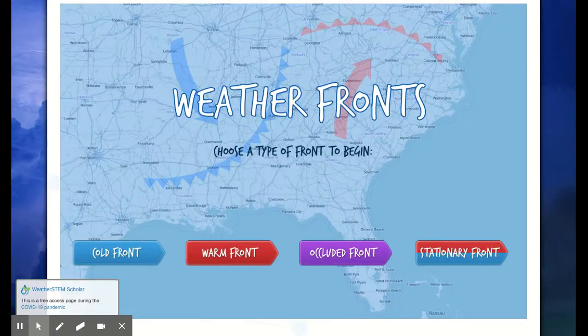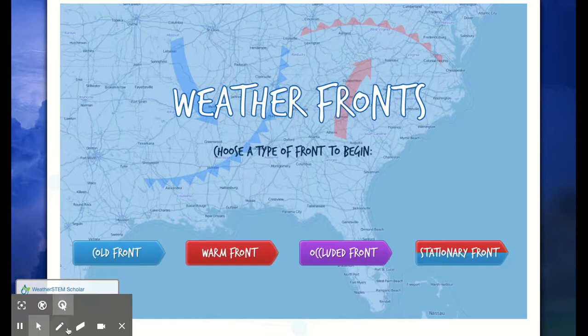Hello, boys and girls. I came across this interesting website that provides some weather front animations, and I thought I'd take some time to explain these to you because these fronts can get a little confusing. But I think we just need to have a general understanding of what's going on with a weather front.